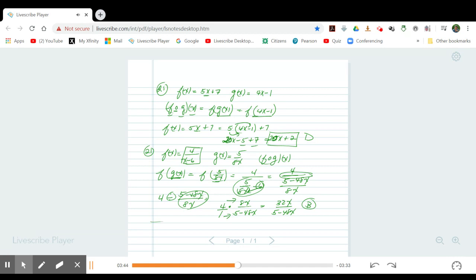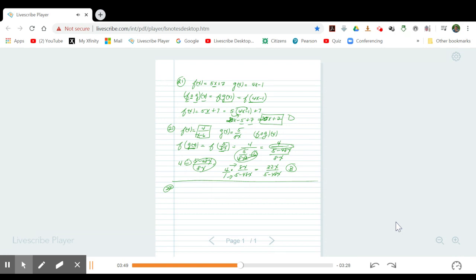Number 22. f of x equal to radical x plus 8. g of x equal to 8x minus 12, and he's asking us to find f composite g of x, which translates to f of g of x. So in place of g of x here, I'm going to put in what g of x is equal to, it's 8x minus 12.